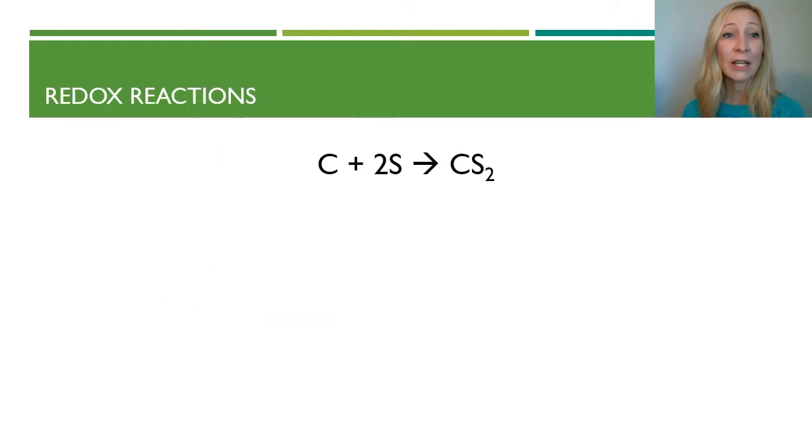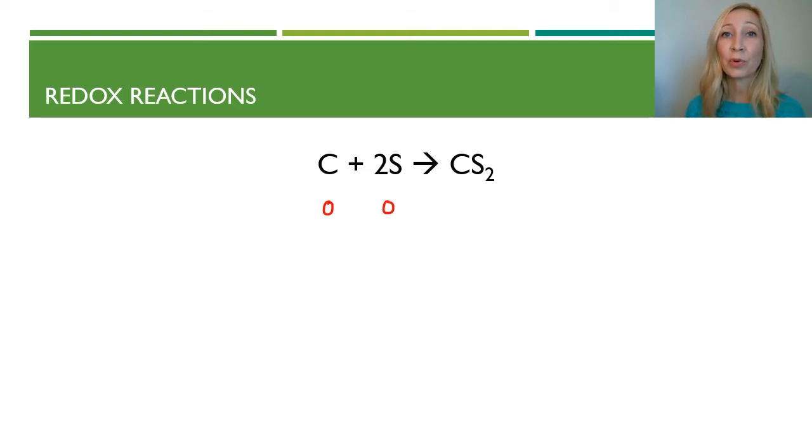Now let's take a look at a couple of redox reactions containing covalent compounds. We will assign oxidation numbers and then determine which element is oxidized and which element is reduced. So let's take a look at the carbon. This is a neutral atom, and it's an element, so the carbon is going to have a 0 oxidation state. The sulfur will also have a 0 oxidation state.